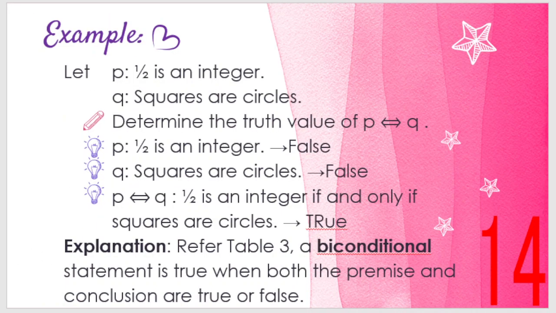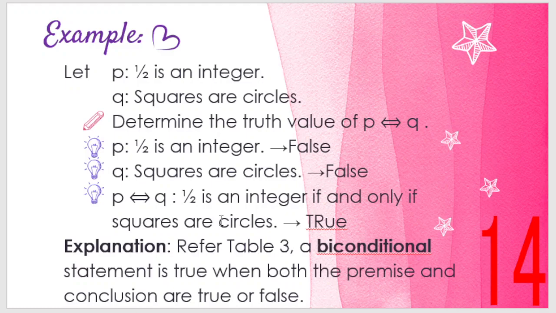We also have another example. We let P be 1/2 is an integer, and we let Q be a square is a circle. Determine the truth value of P if and only if Q. P, 1/2 is an integer, is a false statement. And Q, a square is a circle, is also a false statement.